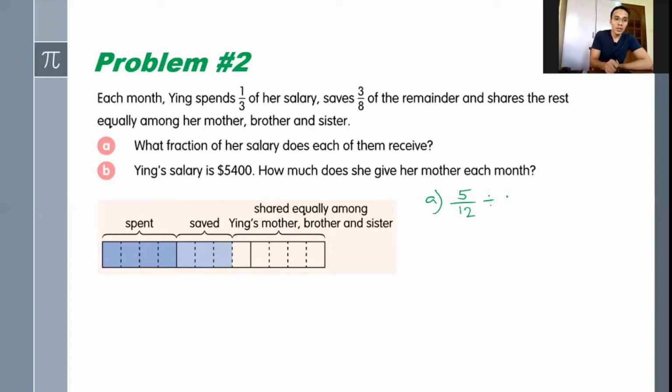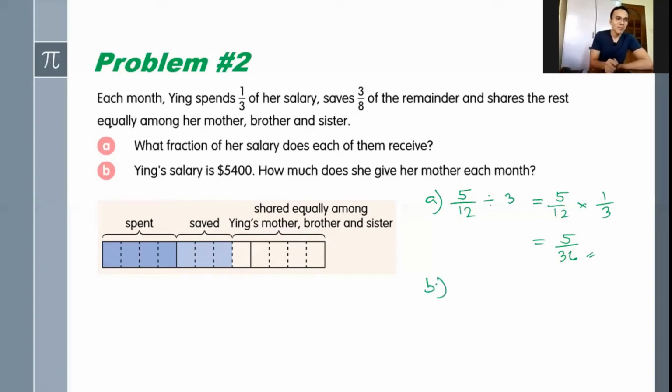We're going to divide this one by 3 because there are 3 people here. And dividing by 3 is the same as multiplying by 1/3. We have here 5/36. This is the fraction each of them receive.